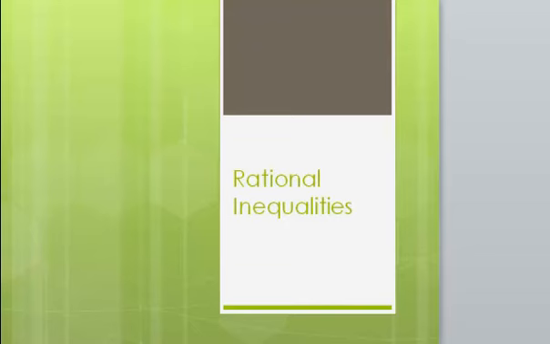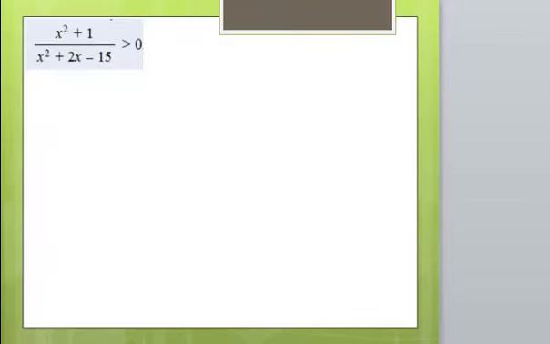Now that we've learned about rational functions, it's time to talk about rational inequalities. For a rational inequality, the very first thing that you need to make sure happens is you have a 0 on the right-hand side of your inequality sign. Here we do have that 0 already, so we need to try to factor this as much as possible.